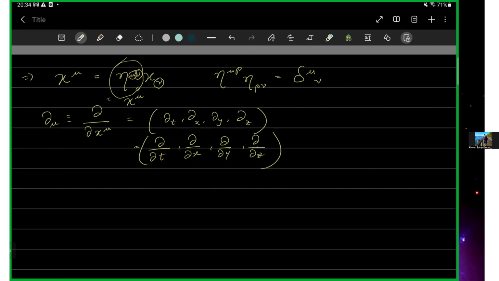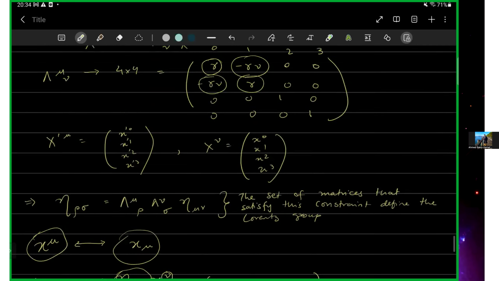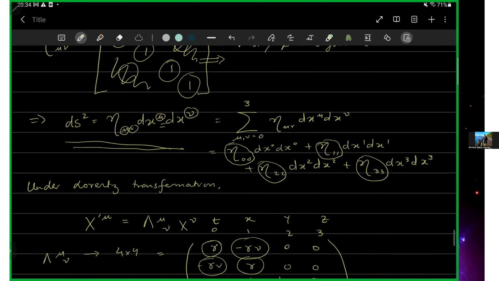Oh, I think somebody already answered this question. Okay, dx mu basis for one form, so just notation confusion. No, dx mu is not... okay, so there's the difference between one forms over here. You see that I did not really write a tensor product over here, right? So these are not one forms, these are just differentials.